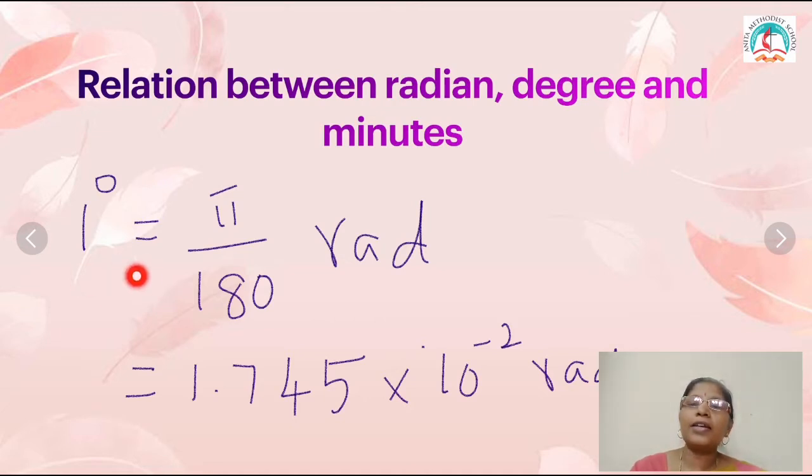Okay, now what is the relationship between radian, degree and minutes? You know that 1 degree is equal to pi by 180 radian. Okay, pi, what is the value of pi? 3.14. So 1.74 pi into 10 power minus 2 radian. So 1 degree is equal to this much of radian.